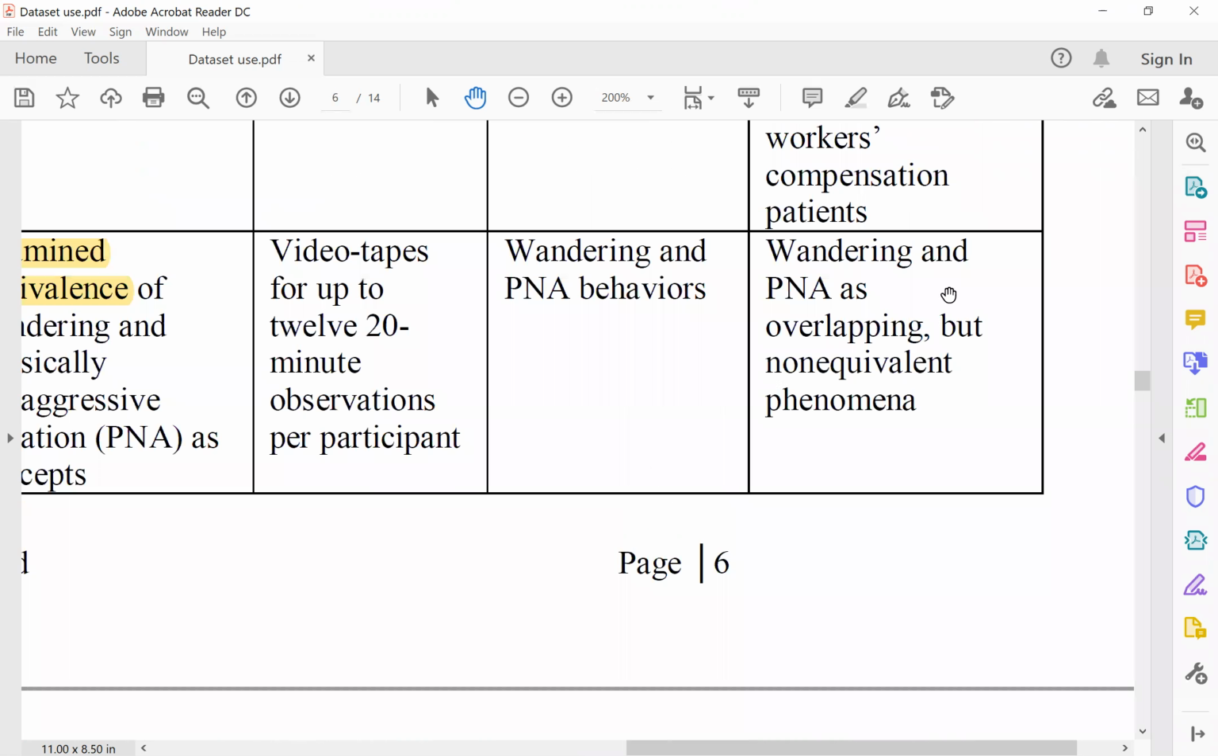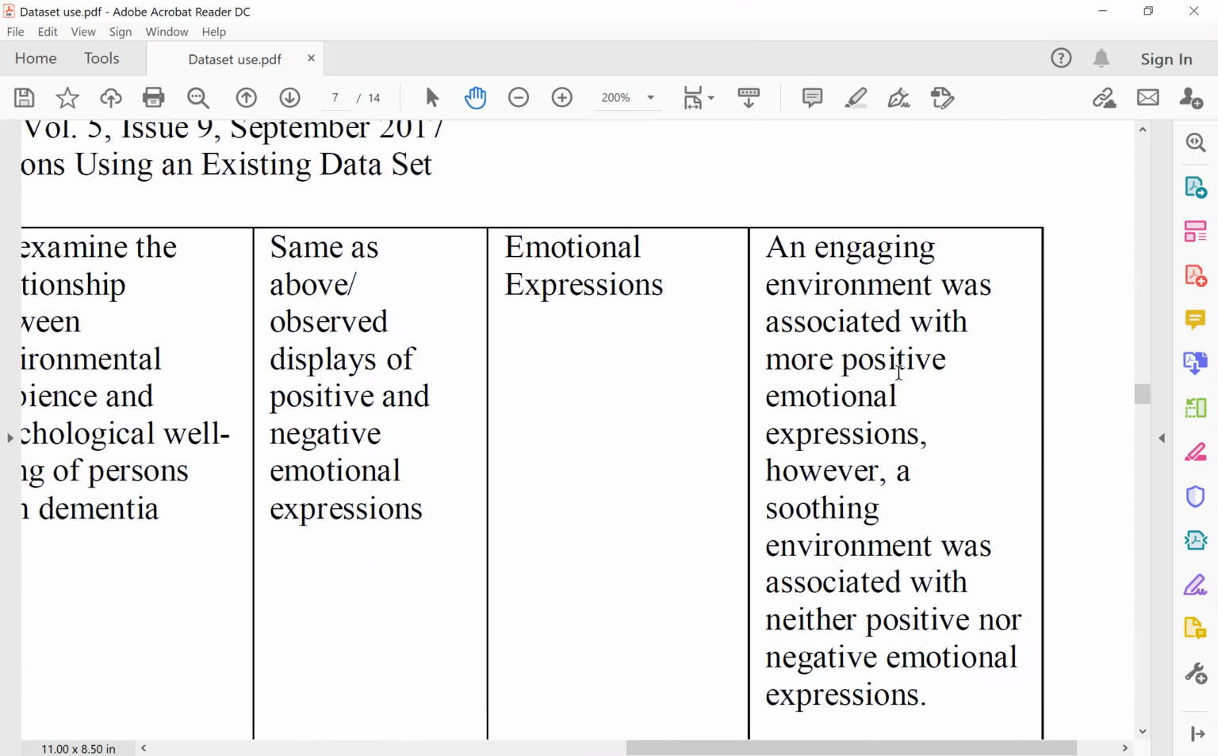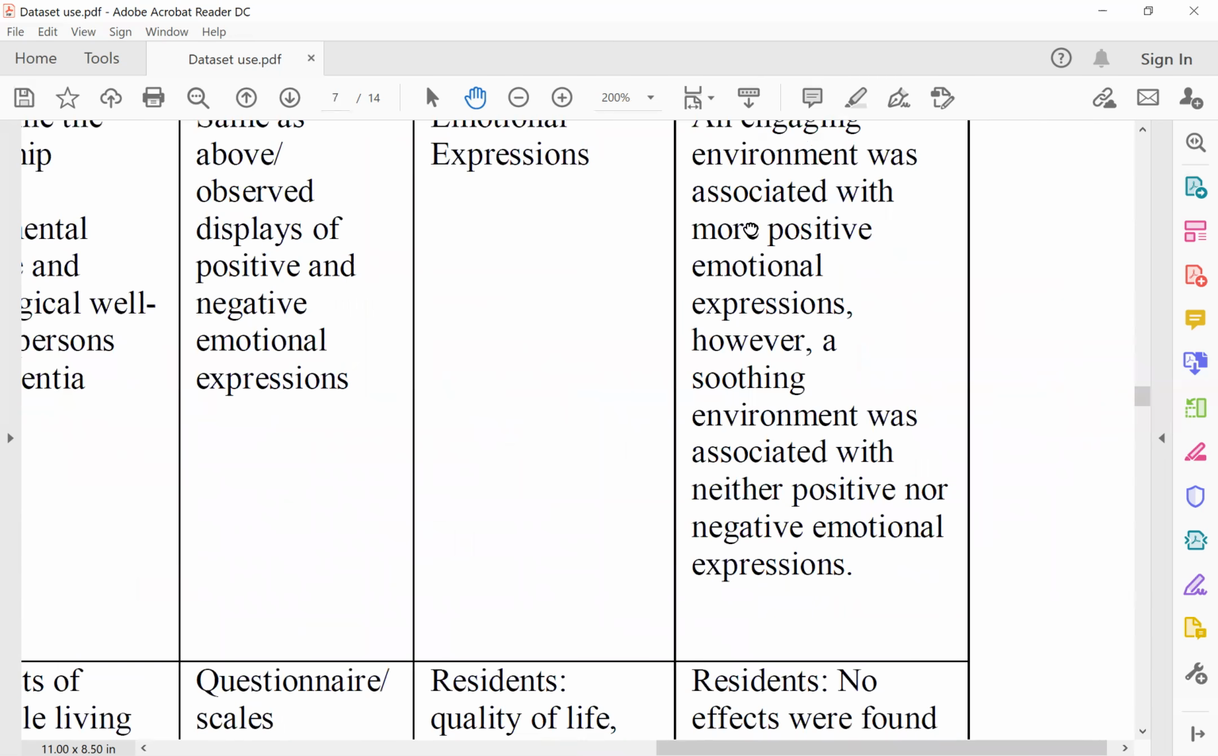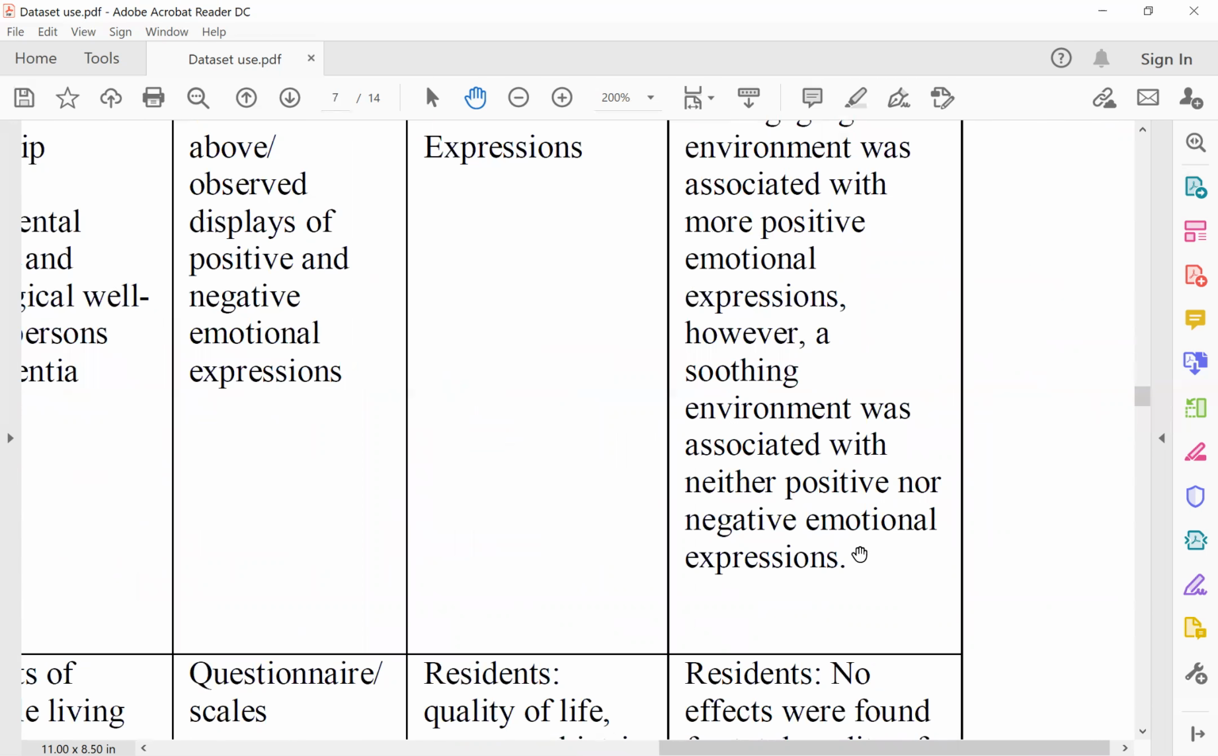The result of the parent study is that wandering and PNA are overlapping but non-equivalent phenomena. In the secondary data, an engaging environment was associated with more positive emotional expressions. However, a soothing environment was associated with neither positive nor negative emotional expression.